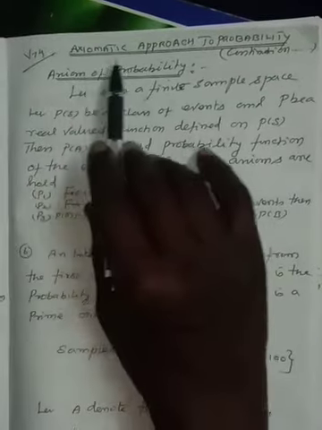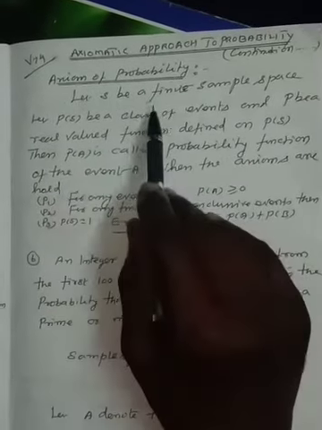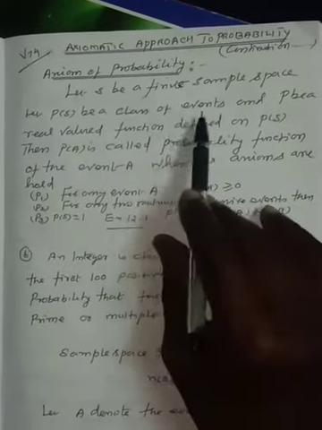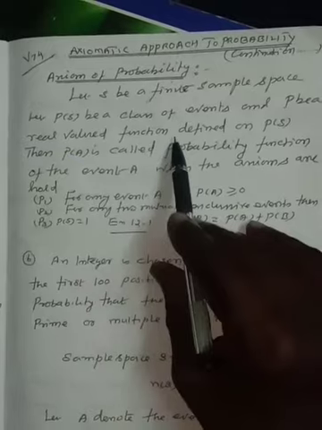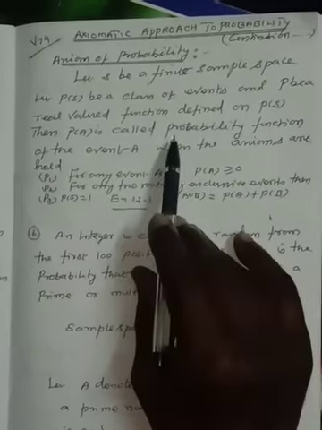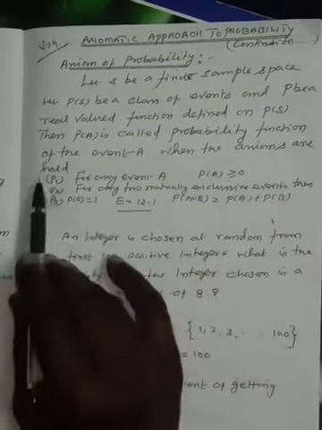Today's topic is the axiomatic approach to probability. Axioms of probability first. Let S be a finite sample space. Let P of S be the class of events and P be the real valued function defined on P of S. Then P of A is called the probability function of the event capital A when the axioms hold as follows.